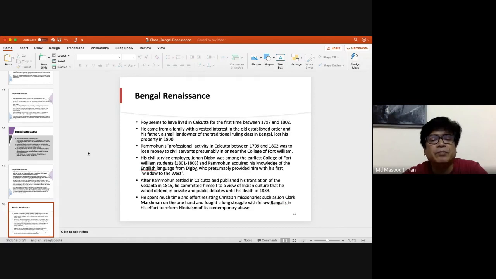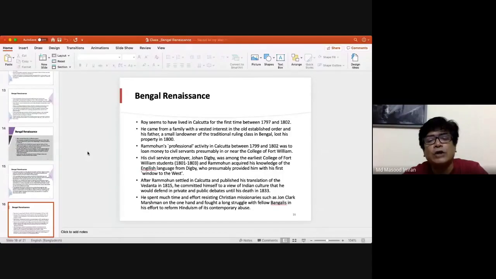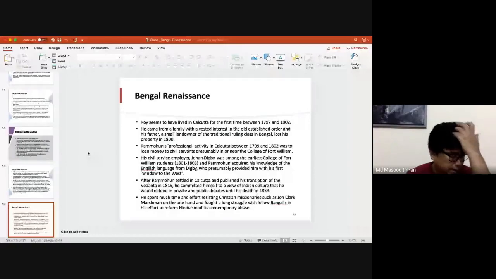So he first translated the Vedanta, and he spent much time and effort resisting Christian missionaries such as John Clark Marshman on the one hand, and fought a long struggle with fellow Bengalis in his effort to reform Hinduism of its contemporary abuses. So in both ways he tried to resist when the Christian missionaries started to vigorously and aggressively convert the Hindu people, and also the Hindu pundits. He was also against the Hindu pundits.